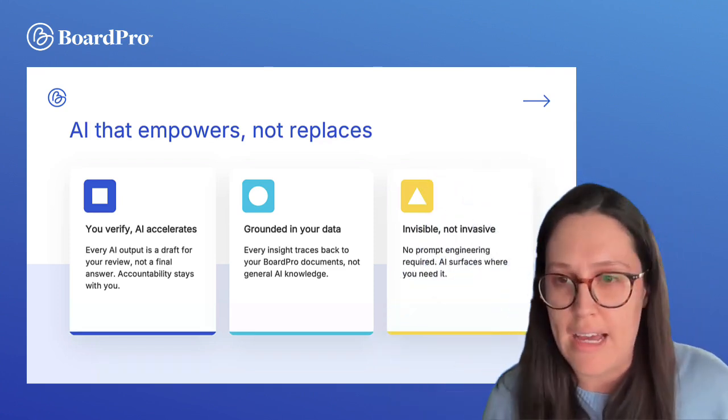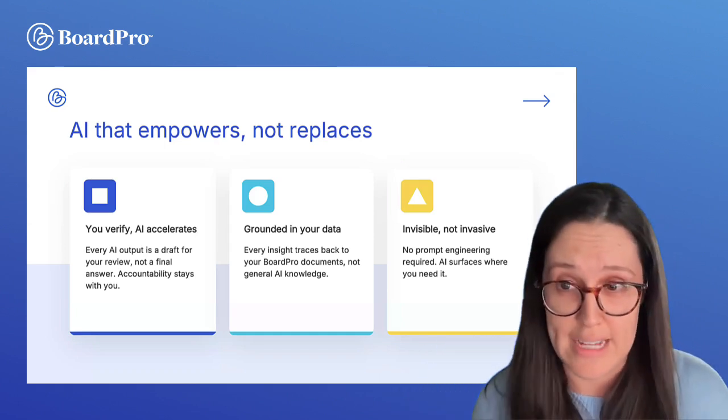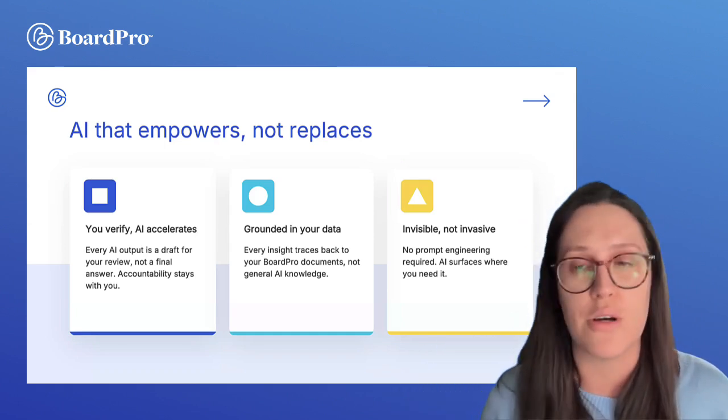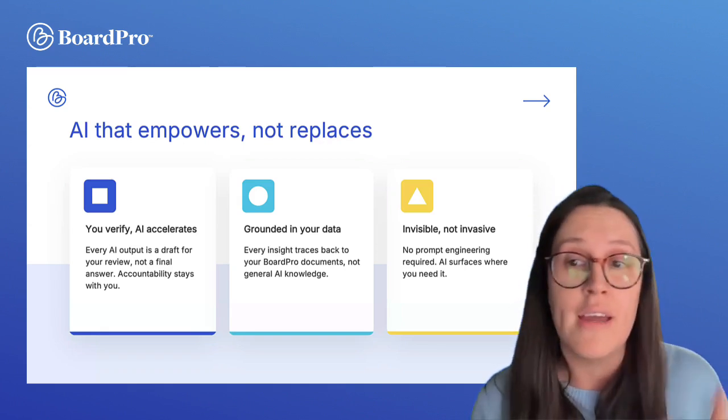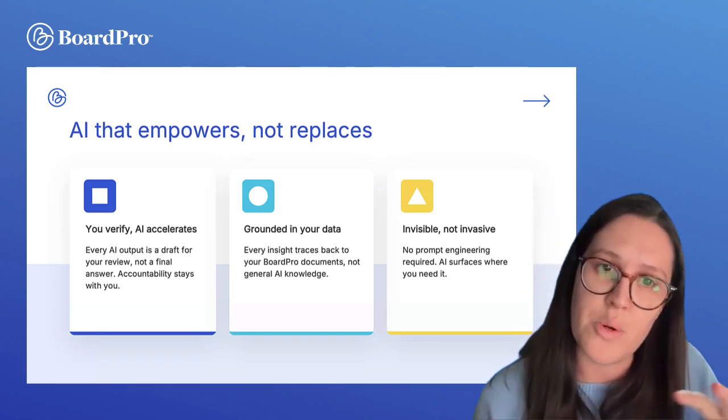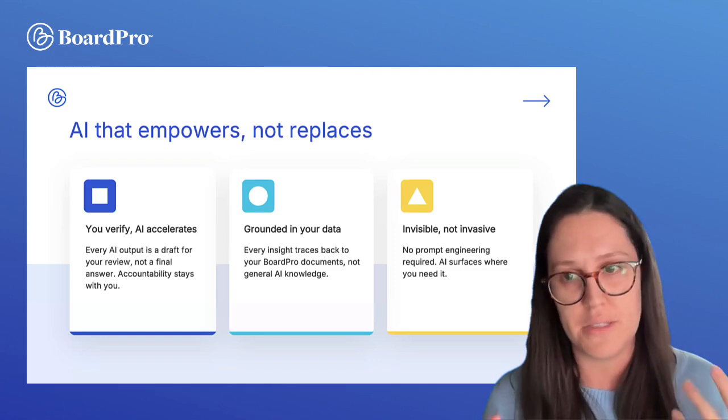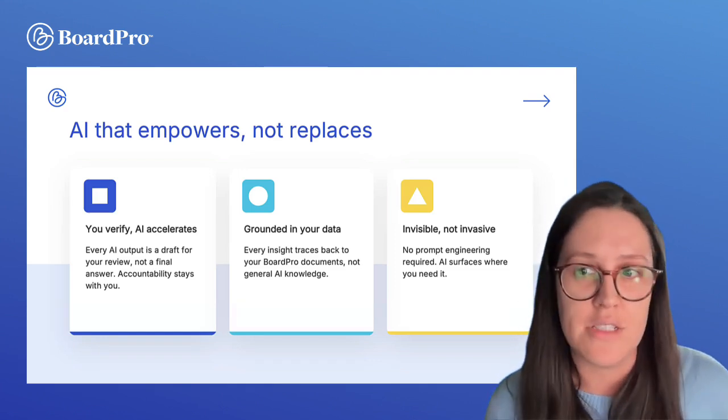Yes, cool. So you verify, AI accelerates. So you stay accountable for what goes to the board. The AI just gets you there faster. So this is deliberate. Governance work has consequences and trust matters the most. Then it's grounded in your data.